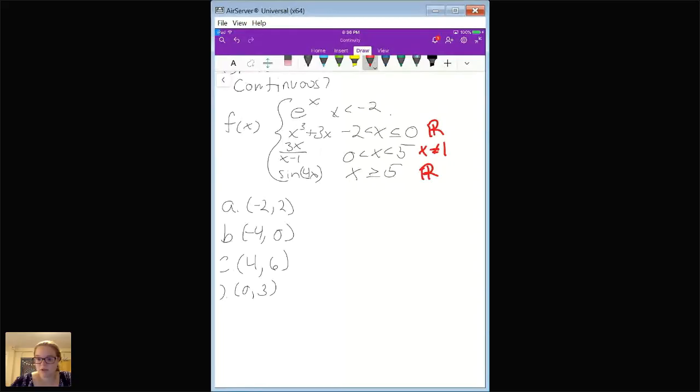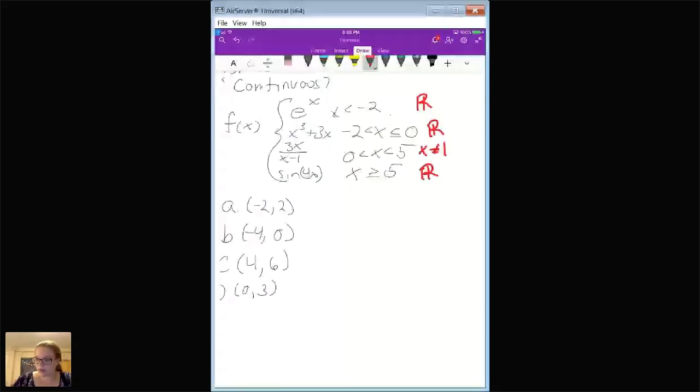Yeah, e to the x, we can plug in anything we want. The only issue is we have a horizontal asymptote, so there's y values we won't get. So we can plug in any value here, all real numbers. Okay, all right, so the next thing to check, we've got these 4 points.